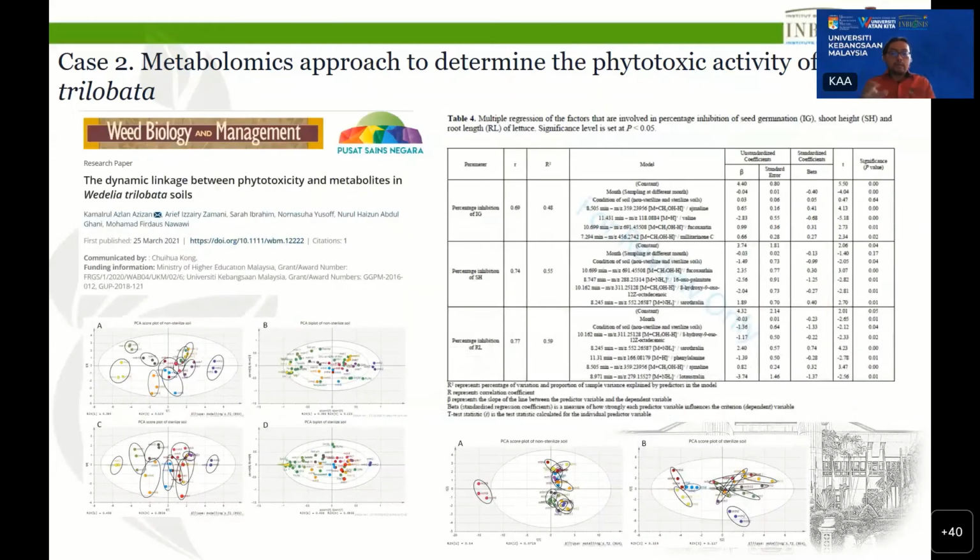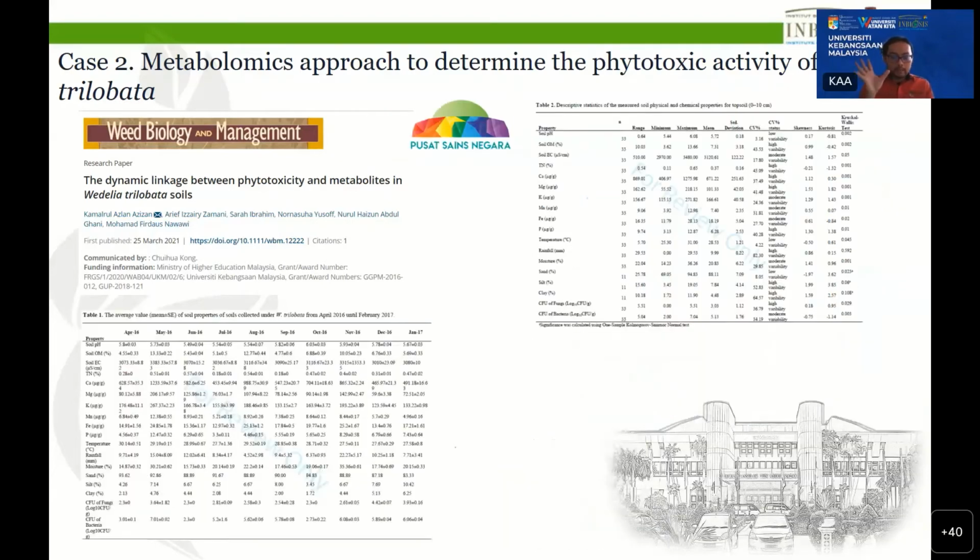So in these studies, we redesigned our experiments, and we also did the time series. We tried to compare the metabolic profile for 11 months. So we collected the sample at 1 month intervals, and then we did extractions and compared the metabolic profile. Of course, we also did the phytotoxic activity again using this sample, and we compared the phytotoxicity, to see which month gave the highest phytotoxicity. And from there, we tried to correlate this phytotoxic activity, the metabolites, with the physical-chemical properties of the soil.